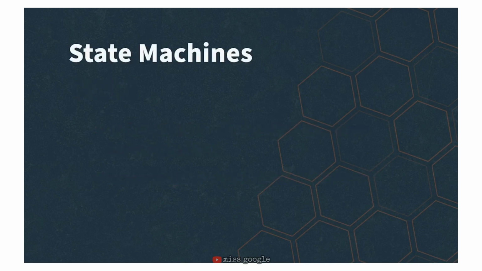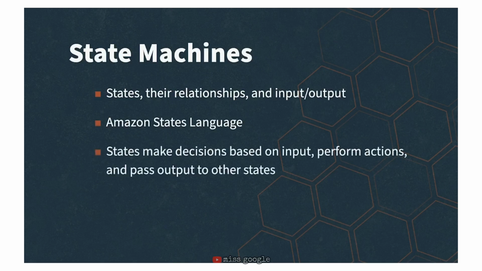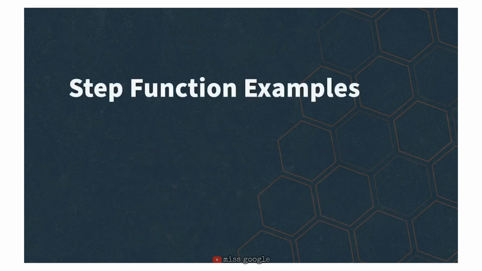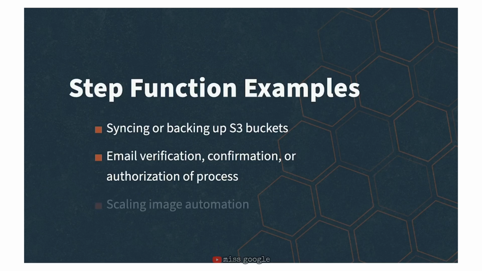State machines are based on states, their relationships, and input and output. It's based on the Amazon States Language. The states make their decision based on input, perform actions, and then pass output to other states. You can read more about states at the AWS Step Functions documentation. Some examples of Step Functions use might be to sync or back up S3 buckets, email verification, confirmation, or authorization of a process, or also scaling image automation. So let's create one now.